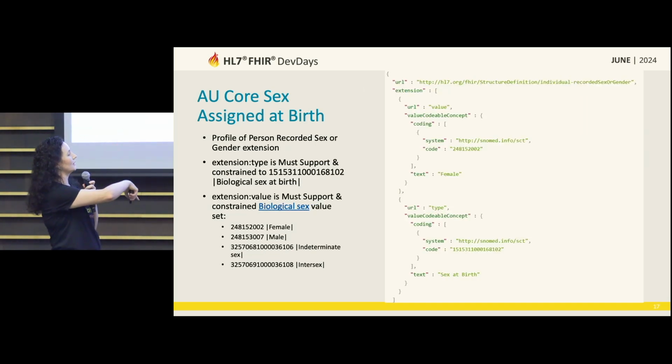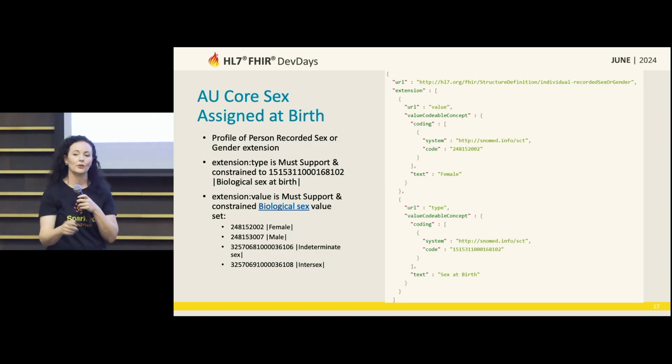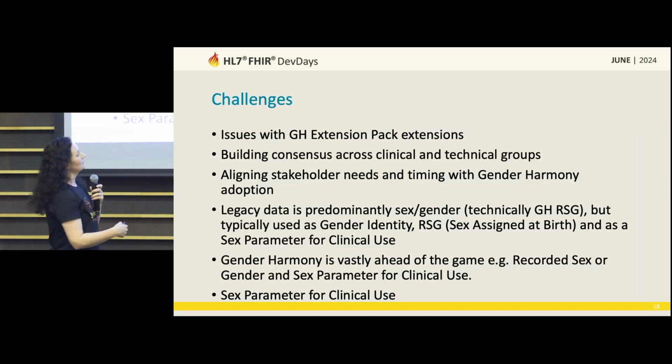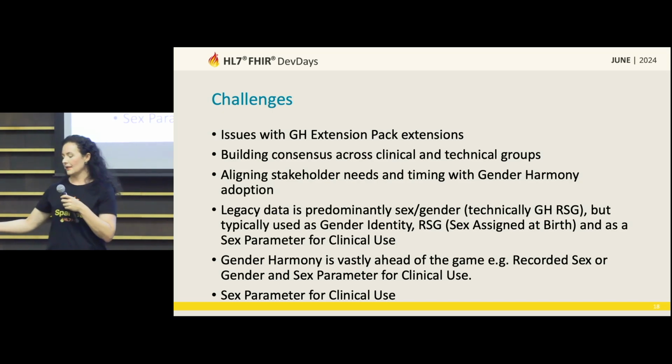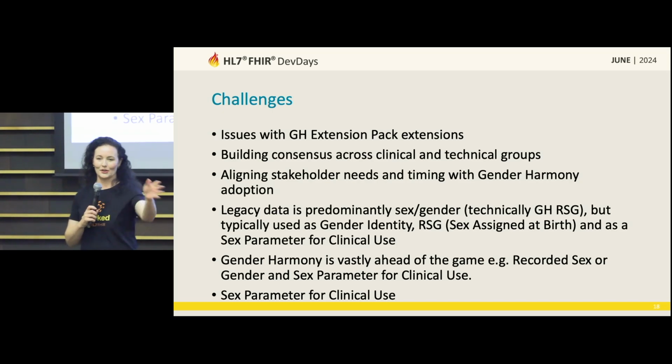That's just what it looks like in the code. And I only included this to draw people's attention to the fact that what we were doing was a profile of the extension. It's the same extension URL, right? This is not changing that. Anyone who can cope with this extension can read this internationally. We're not redefining that. We're just placing the rules on the way you share this information when it's sex at birth. Okay?